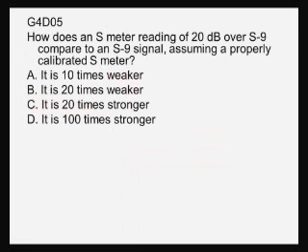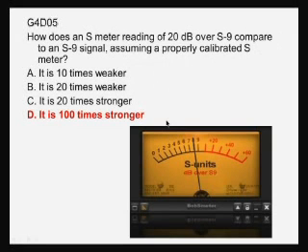How does an S meter reading of 20 decibels over S9 compare to an S9 signal, assuming a properly calibrated S meter? 20 decibels of signal strength, we probably talked about this back when we were talking about decibels before, is 100 times stronger. So the comparison between a signal and a signal that's 20 dB stronger is 100 times stronger. And that would indicate right up here at S9 plus 20 on the S meter.